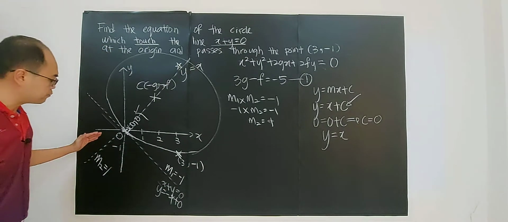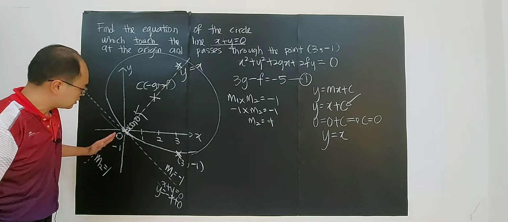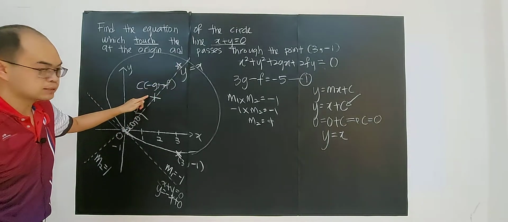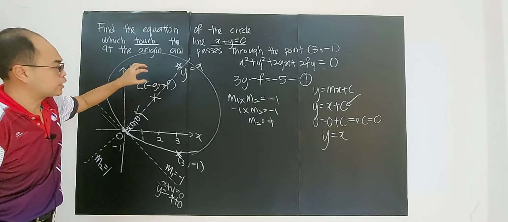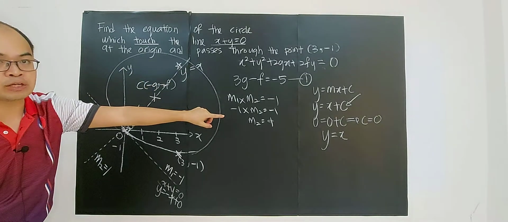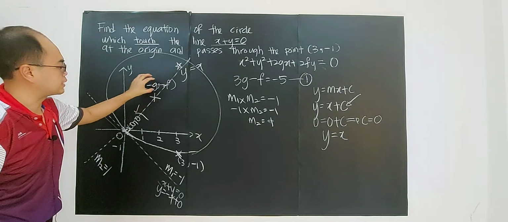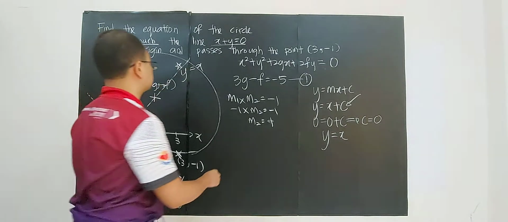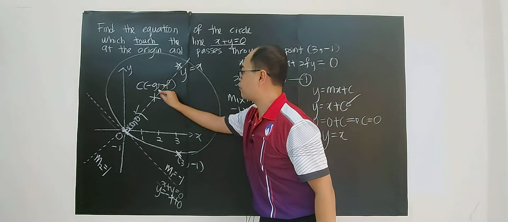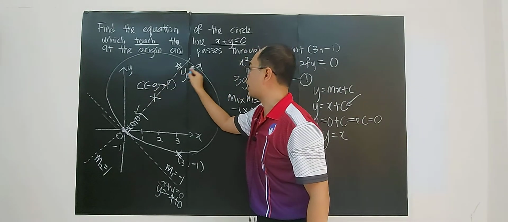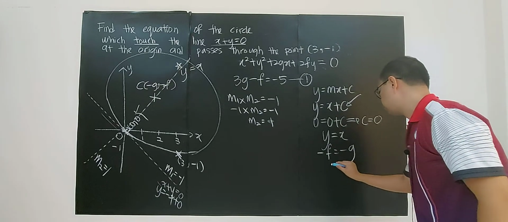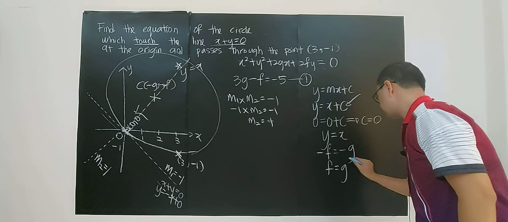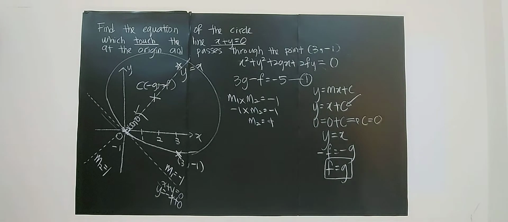And at the same time, this normal passes through the center of the circle. It means that the center of the circle, the x and the y value here, you can put into this equation, because this center is on the line, right? So it means that negative f, the y value, is the same as the x value, because y equals to x. So negative f equals to negative g, which brings f equals to g, right? So we have the value of f equals to g.